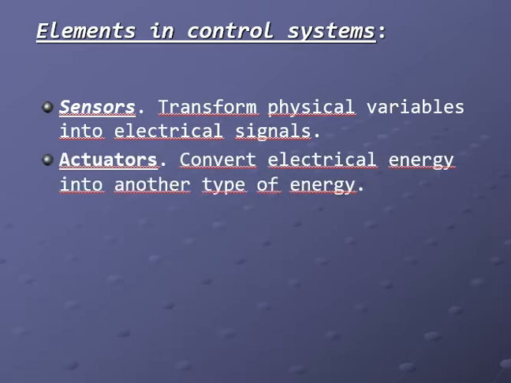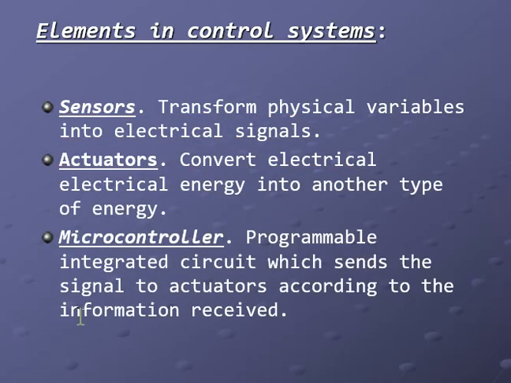We have actuators, which are the ones that transform electricity into a different type of energy, for example a motor or a heater. And finally, we have the microcontroller. Normally, it's a circuit that we can reprogram with different tasks.